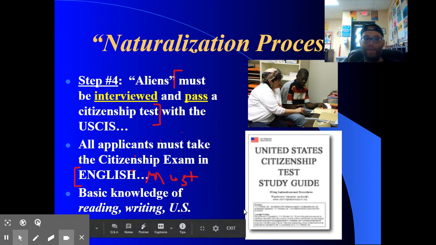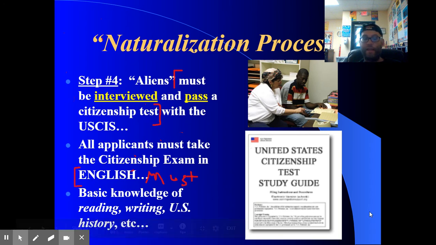So you must have a basic knowledge of reading, writing, and the U.S. language. And they get a big test book that they have to study, and they have to know English, and they have to know United States civics and government and pass that test.